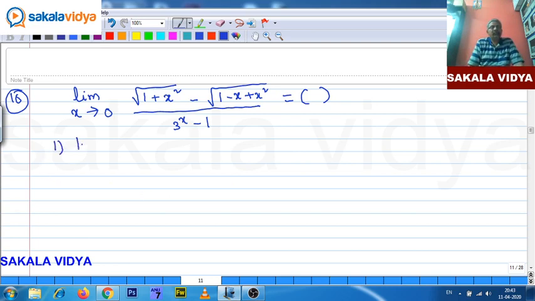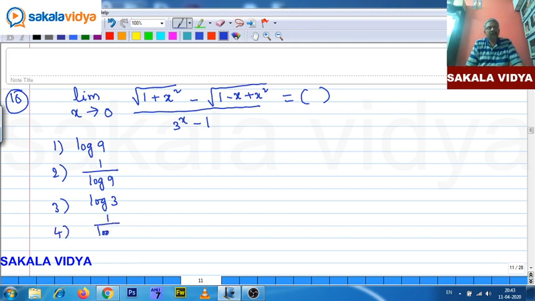First one is log 9, second one is 1 by log 9, third one is log 3, fourth one is 1 by log 3. This is the question.